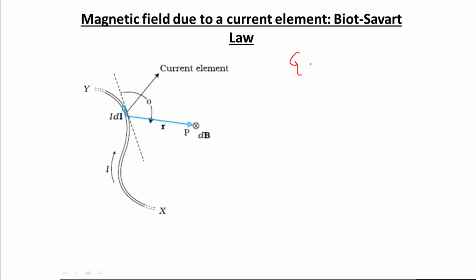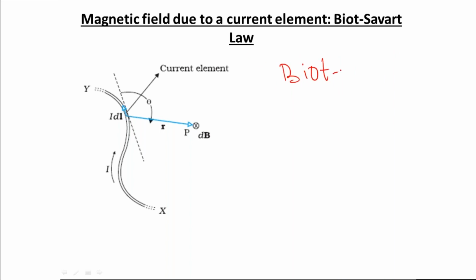Like in electrostatics, we have learned Gauss's law for calculating electric field, etc., for various geometries. Gauss's law is obviously there in magnetostatics too, but when I am talking about a current element or a current carrying wire, how much magnetic field will be created by a current carrying wire at a certain distance? That can be calculated using a few laws here.